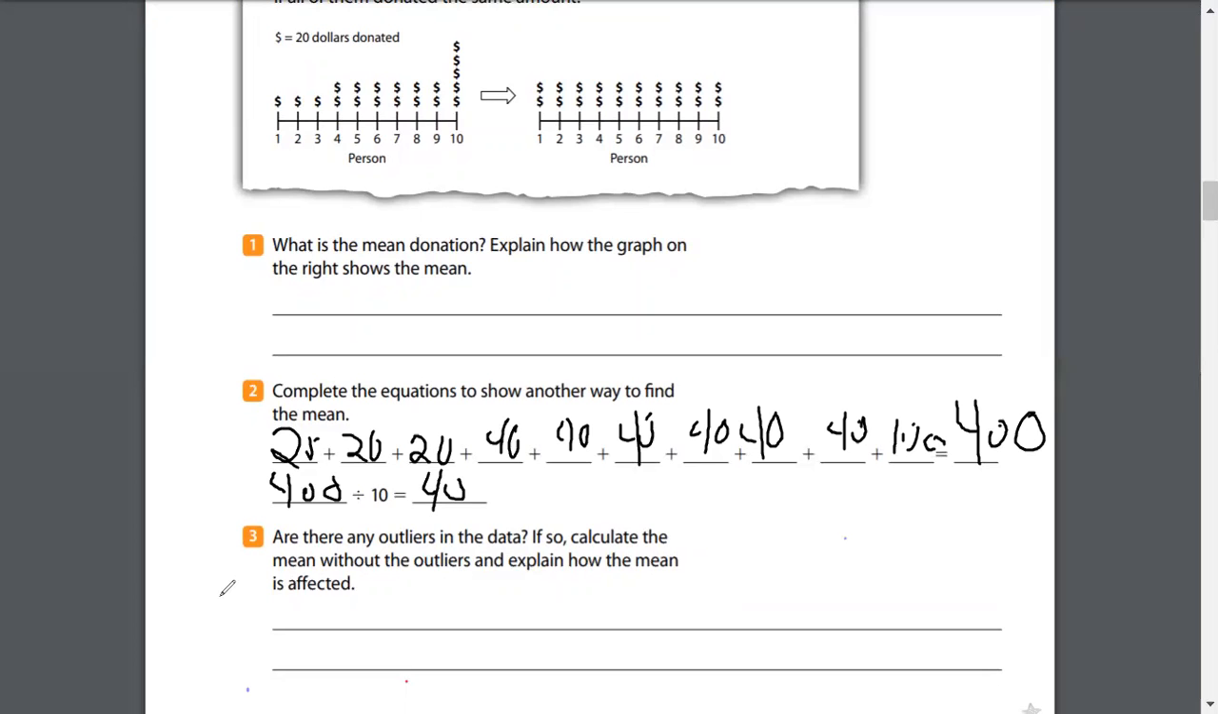All right. Number 3. Are there any outliers in the data? If so, calculate the mean without the outliers and explain how the mean is affected. So the first thing you have to do is decide, is there an outlier? Is there an outlier in here? What would you say, Miss Petty? I would say yes. Now, the outlier is 100.